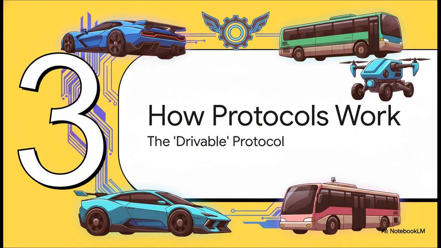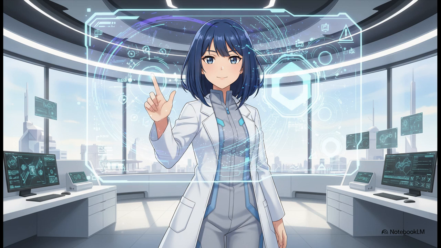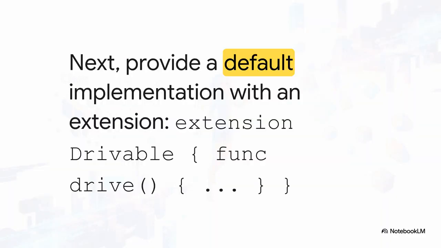Okay, theory is great and all, but let's get our hands dirty and see how this actually works. We're going to use a super simple example, creating a drivable behavior that we can apply to completely different kinds of things. Step 1, we define the capability itself. We create a blueprint. You can think of it like a contract that just describes what it means to be drivable. Now, this contract doesn't say how something drives, just that the ability to drive has to exist for anything that signs on the dotted line.